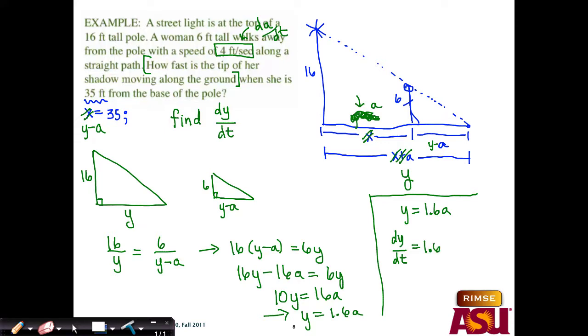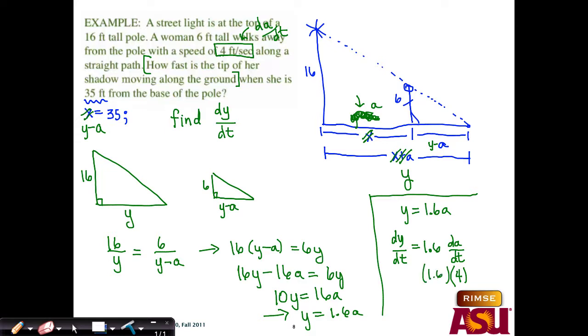A is how fast she's moving away from the streetlight. The distance between the streetlight and the person, how that changes with respect to time, dA dt. So Y is 1.6A, and the rate of change of Y is going to be 1.6 times A's rate of change. So if I know that she's walking away from the pole at 4 feet per second, that's this length, dA dt is 4 feet per second.